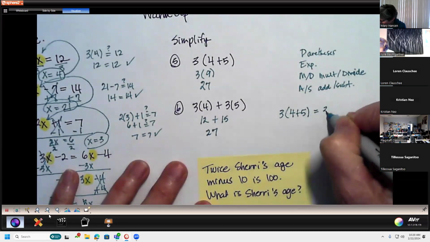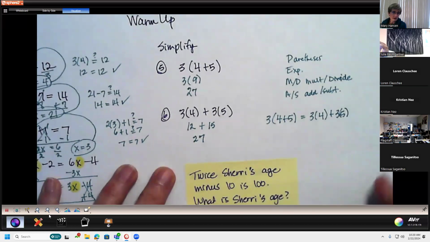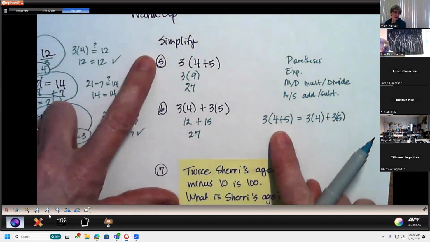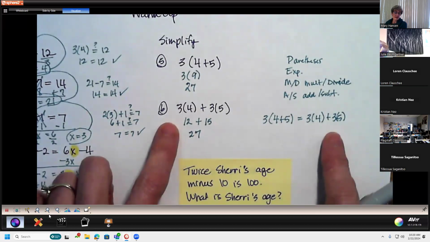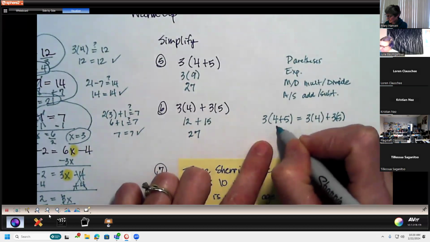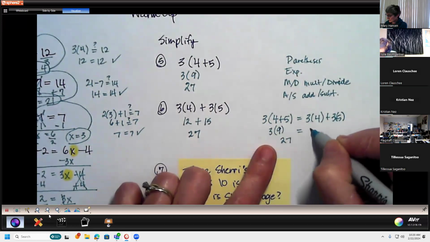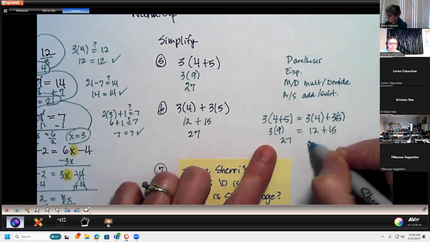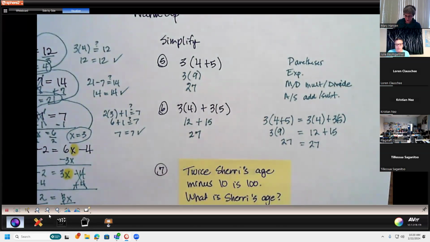What this is showing is these two problems are equal. These are 5 and 6. I put 5 here and 6 here, and they give us the same answer. Because 4 plus 5 is 9, 3 times 9 is 27. 3 times 4 is 12, and 3 times 5 is 15, and it's also 27. And the reason that I'm doing this is to illustrate a property that we are going to use today.